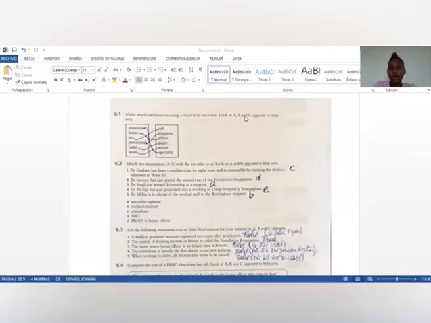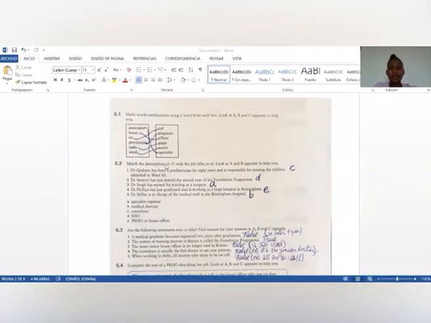Make word combinations using a word from each box. Look at A, B, and C opposite to help you. Associate specialist, house officer, on call, provisional diagnosis, radio pager, ward round.